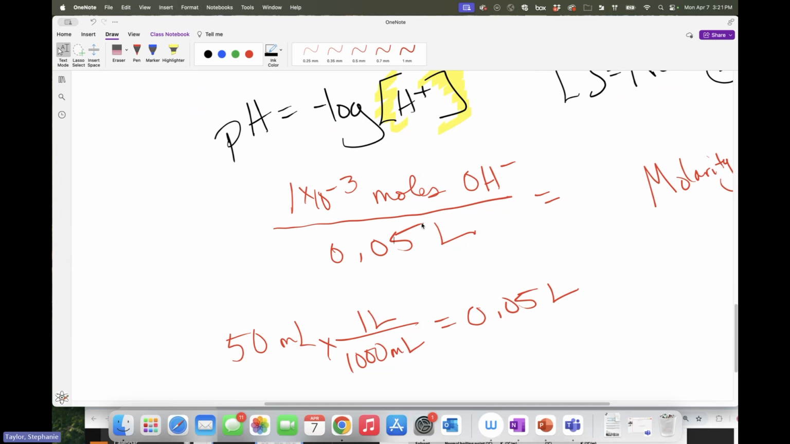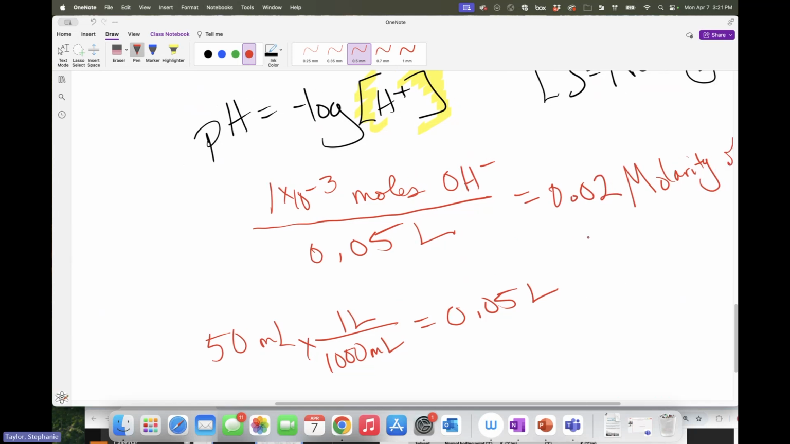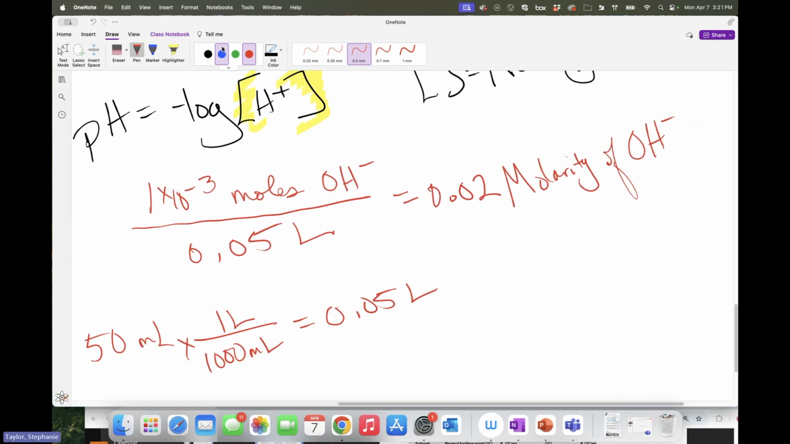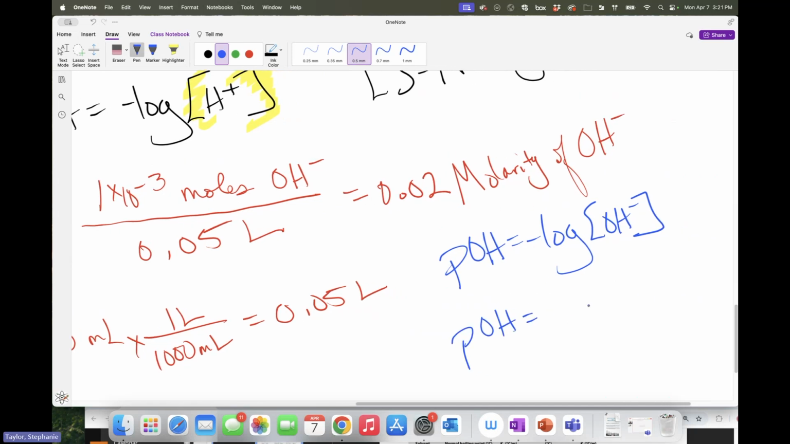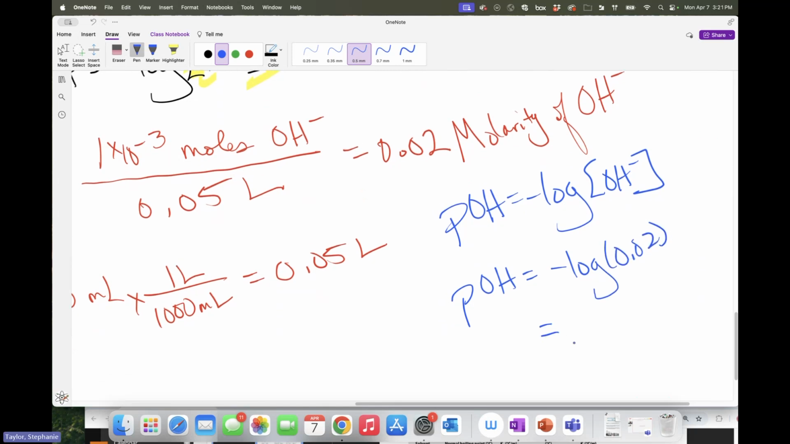So I can at least get myself a number in molarity. Woohoo! But that's hydroxide. I don't want hydroxide. What I am going to do is calculate the pOH, because that is going to get me closer to what I'm looking for. So my pOH is the negative log of 0.02. My pOH is therefore 1.7.